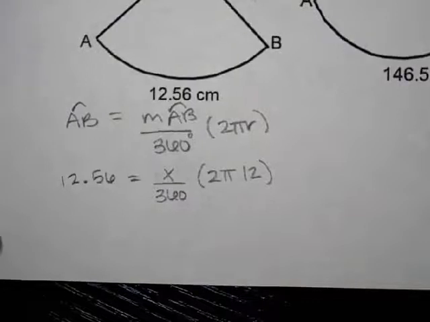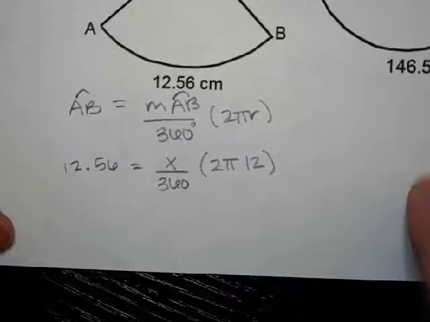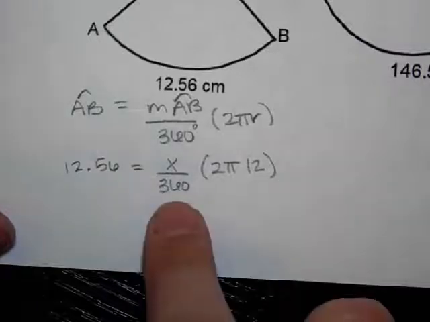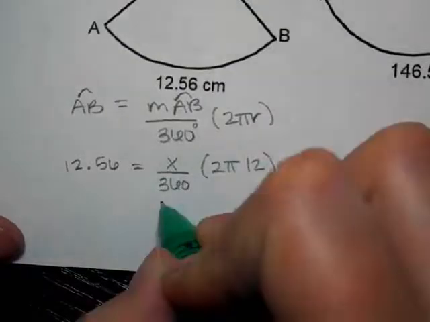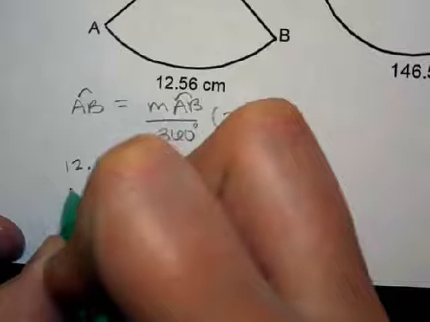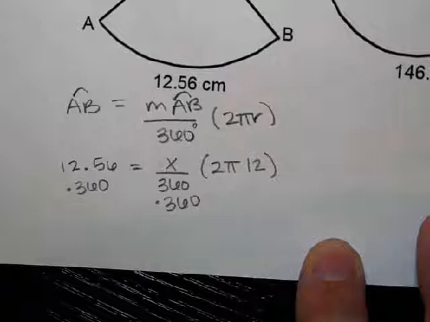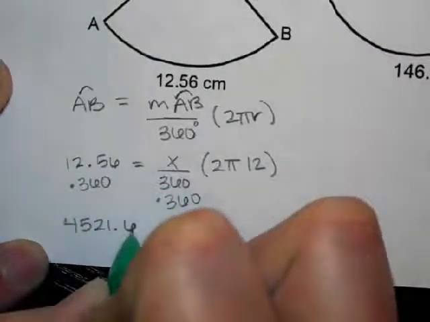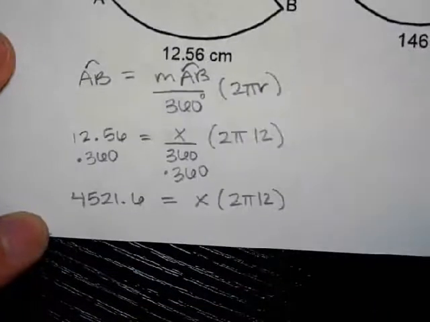All right, what do you guys want to do to solve for the x? Yeah, multiply by 360 to the other side. We'll get rid of the fraction, and it will make this a little bit less intimidating. So we can multiply by 360, multiply by 360. So I've got 12.56 times 360, which is going to make that a lot bigger. Yeah. So we got 4521.6 equals x times 2 pi 12. Okay? And then what should I do? Okay, divide by 2 pi 12.